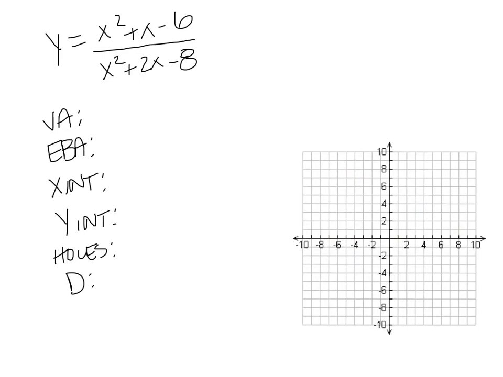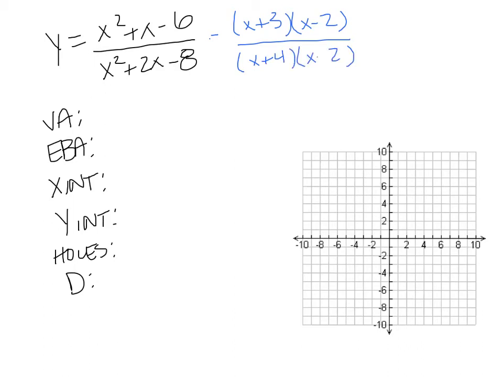We're going to start out with factoring. What multiplies to be -6 and adds to be +1? x plus 3 and x minus 2. What multiplies to be -8 and adds to be +2? That would be x plus 4 and x minus 2.